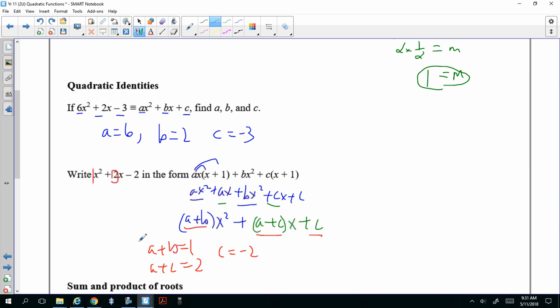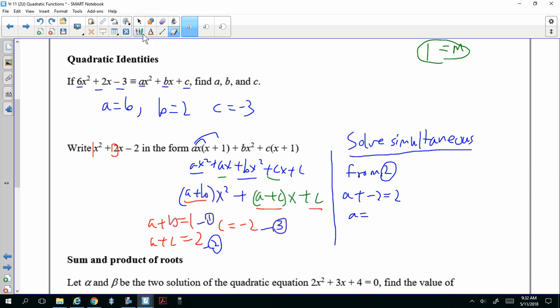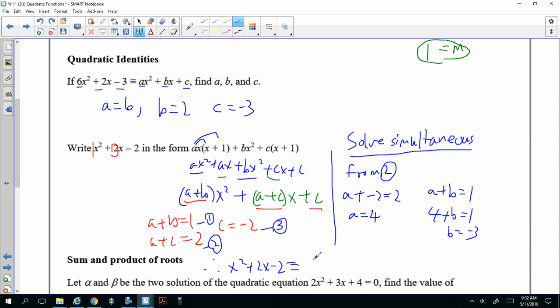So there's a number of different topics in here, and it uses various techniques that you need to do. Maybe we can finish it off. So you just have to substitute C into equation 2. Call that 1, call that 2, call that 3. So from 2, you get A plus negative 2 is 2, A equals positive 4. And once you get A, you can get B. A plus B is 1, 4 plus B is 1, so B is negative 3. So you found all. So that is right. Therefore, this equation can now be written in the form where A is 4, so 4x, x plus 1, B is negative 3, x squared, and C is negative 2. So that's what you do. Okay?